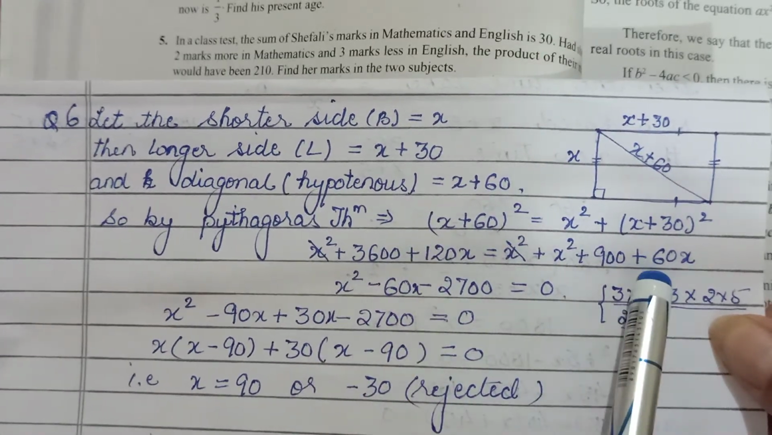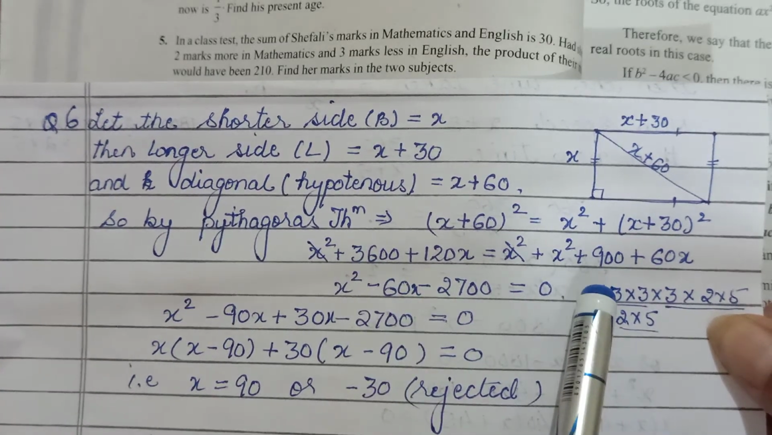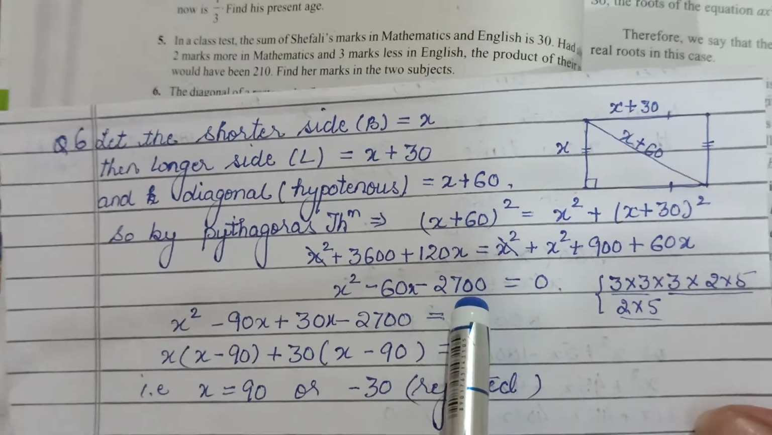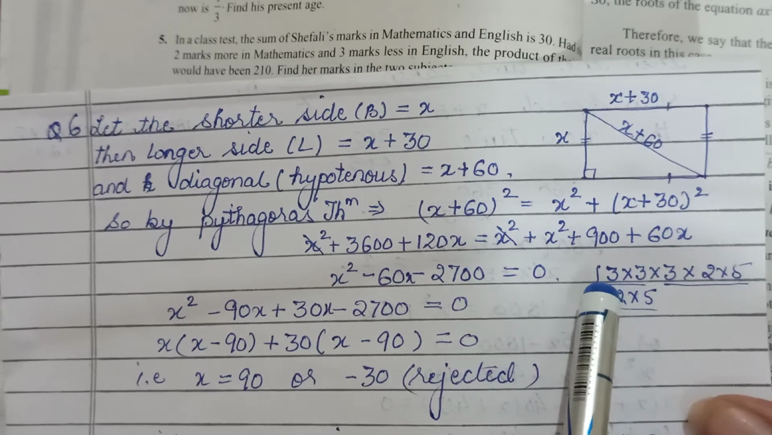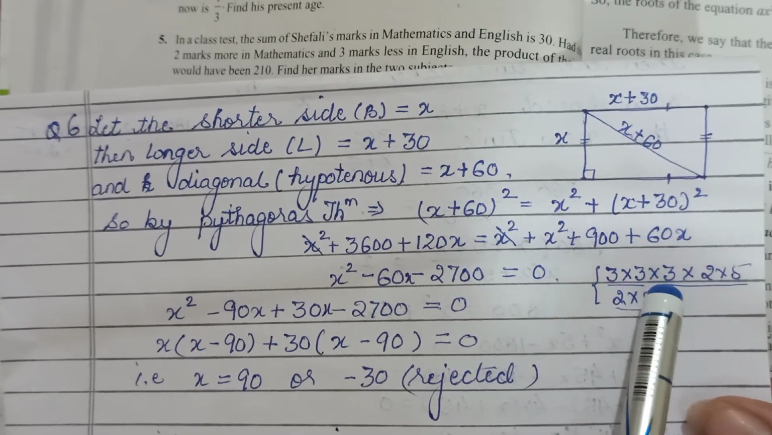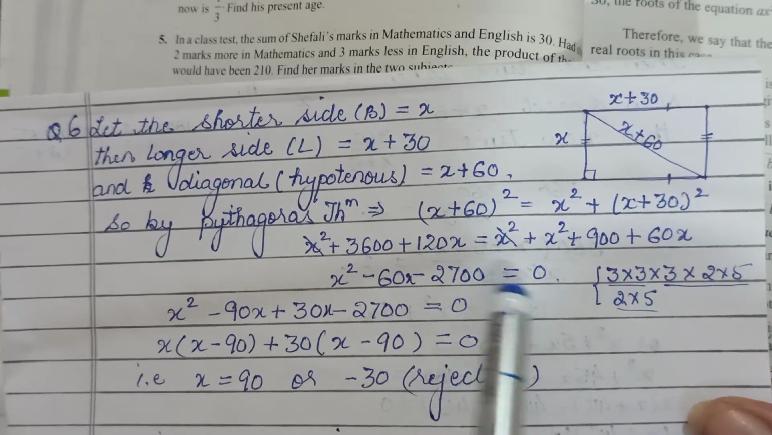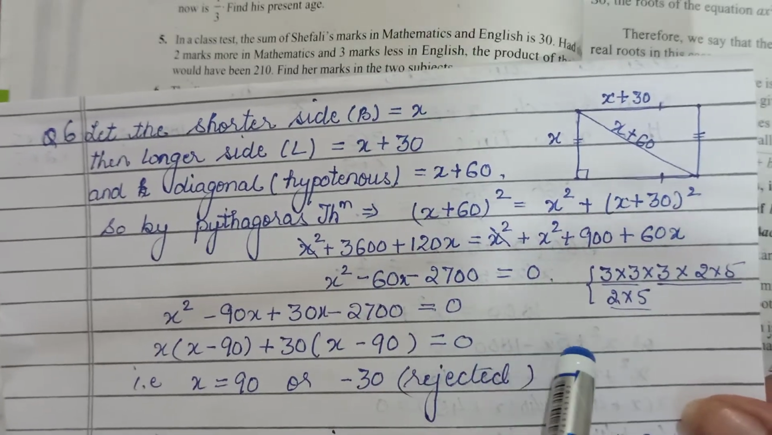Then ये minus 120 आएगा, तो minus 120 with plus 60 gives you minus 60. Minus 3600 plus 900 is minus 2700. अभी इसके factors कर लो 27 के, 2700 के sorry. So 3 3s are 9, 3 9s are 27 and 100 means 10. 10 is 2 5s are 10, 2 5s are 10. तो factors ये सब आ गए.